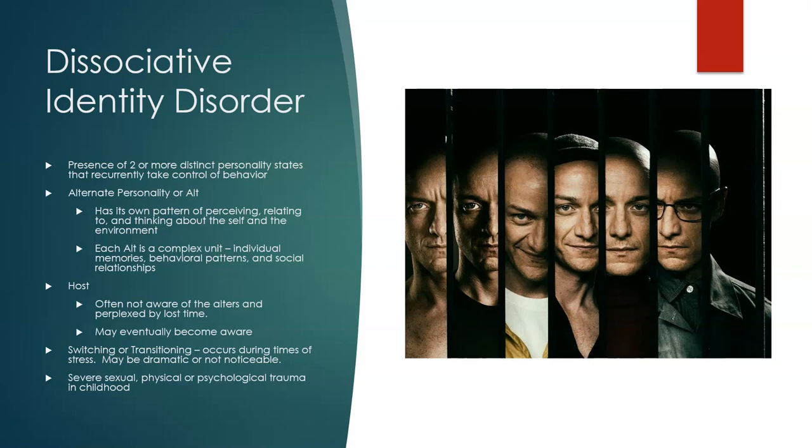You have two or more personalities who take control of a body. They could be called alternatives, alternate personalities, and usually the main person is the host. Sometimes they know what's happening, sometimes they don't. Sometimes they're switching or transitioning. We watched the little clip with Symphony and Muscles, and they're transferring back and forth, right?